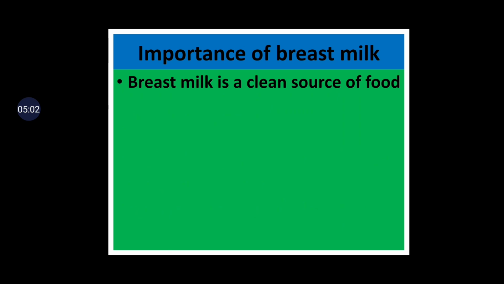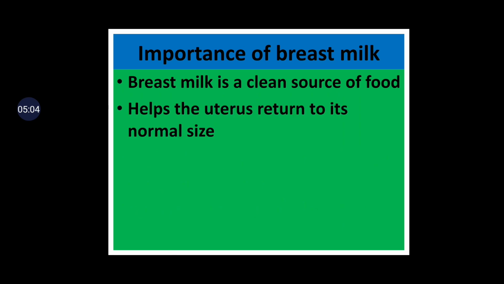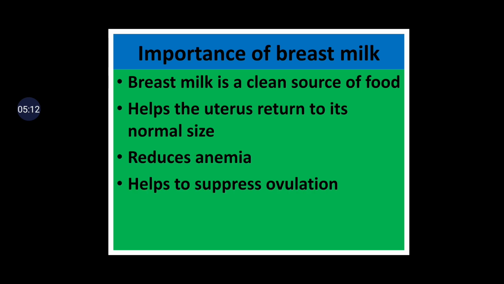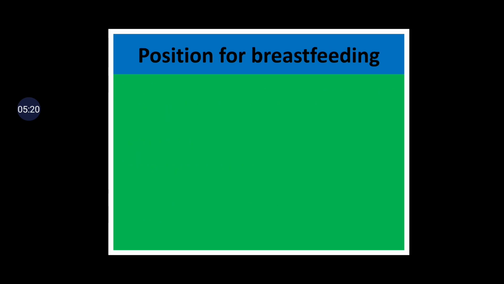Breast milk is a clean source of food. It is ready-made and there is no need for preparation. It helps the uterus return to its normal size. It reduces anemia, helps to suppress ovulation, and promotes bonding and attachment. It increases the positive mother-to-child relationship.